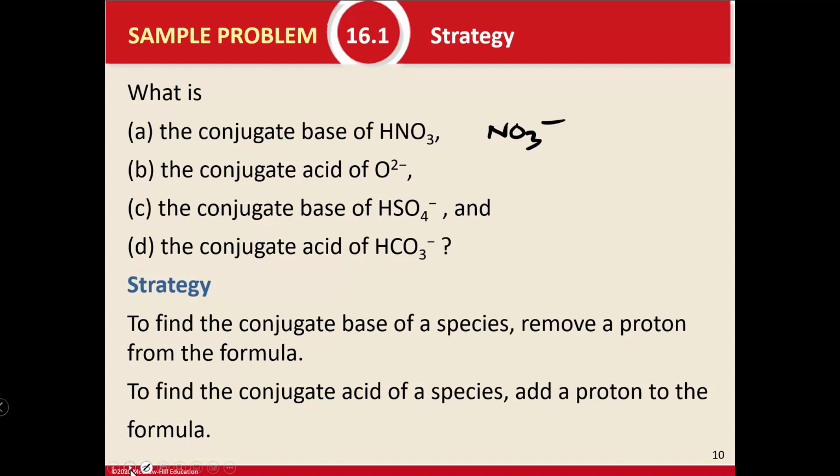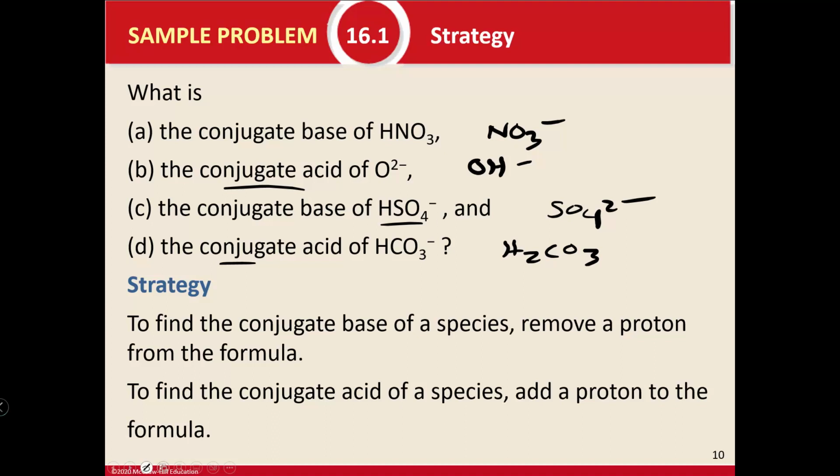What's the conjugate acid of O2 negative? And you would say OH negative, because conjugate acid means we've added a hydrogen ion, right? Conjugate base says we've taken one away. So the conjugate base of this would be SO4 2 negative. And the conjugate acid, you got to read these carefully. The conjugate acid of the bicarbonate ion would be H2CO3.